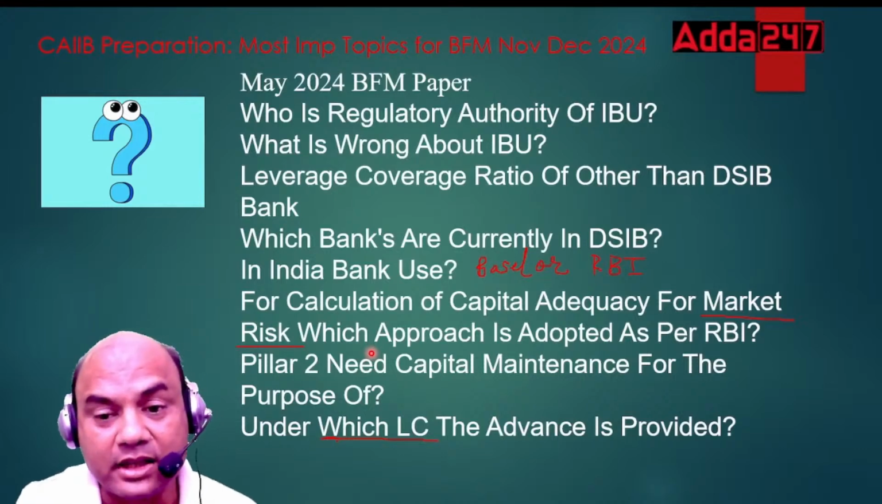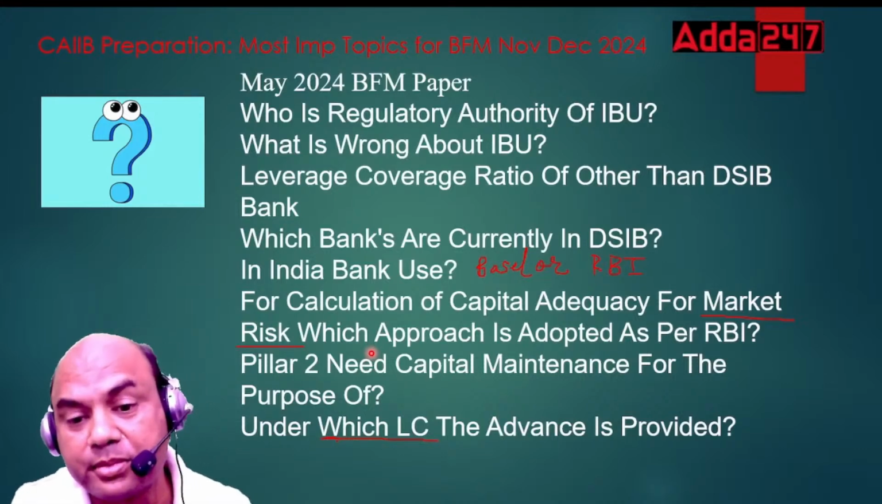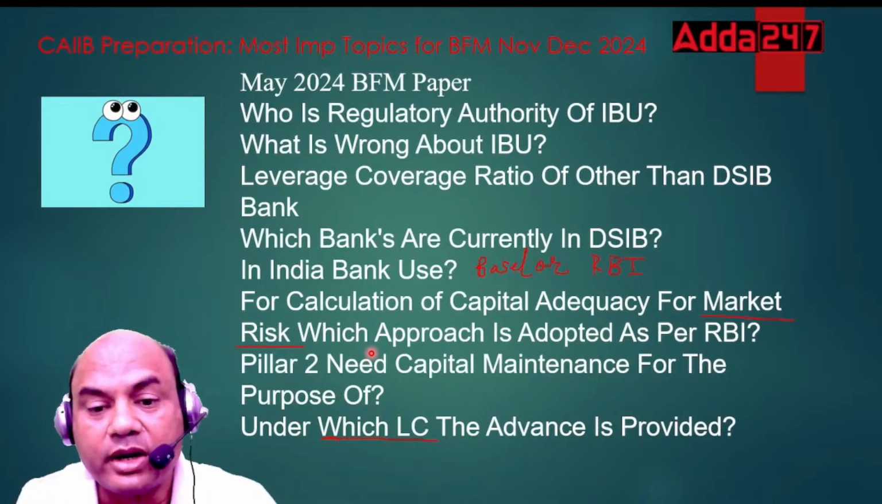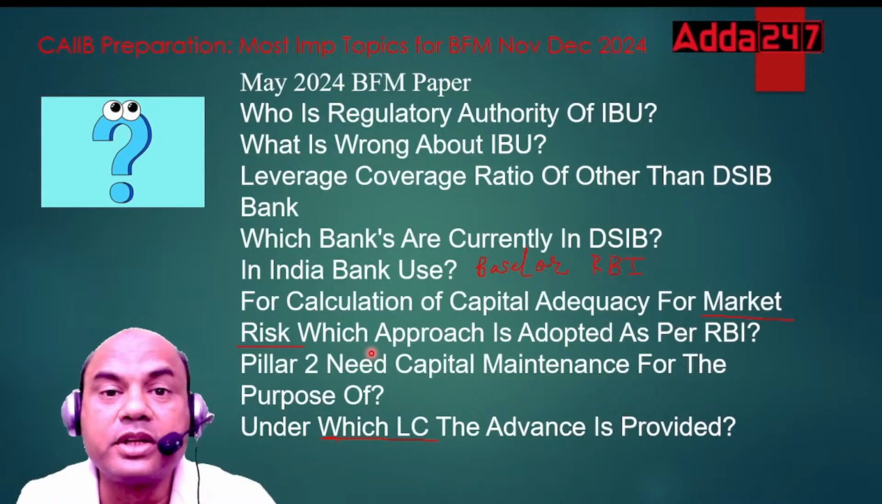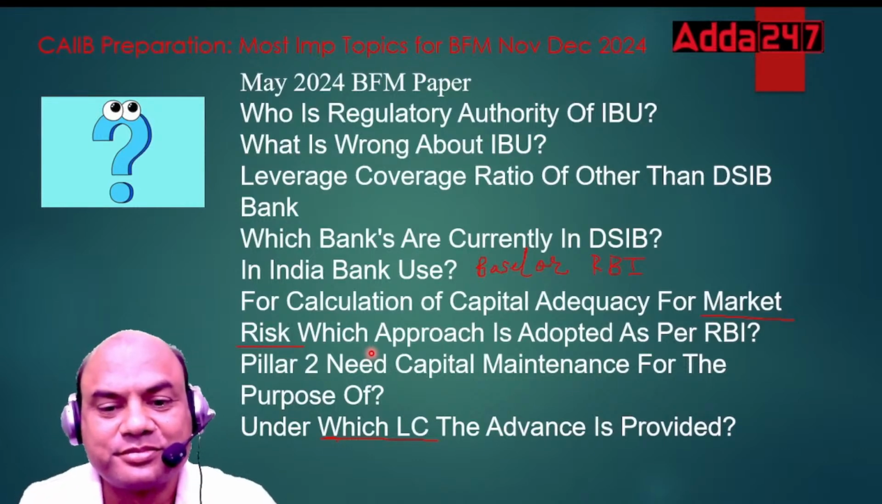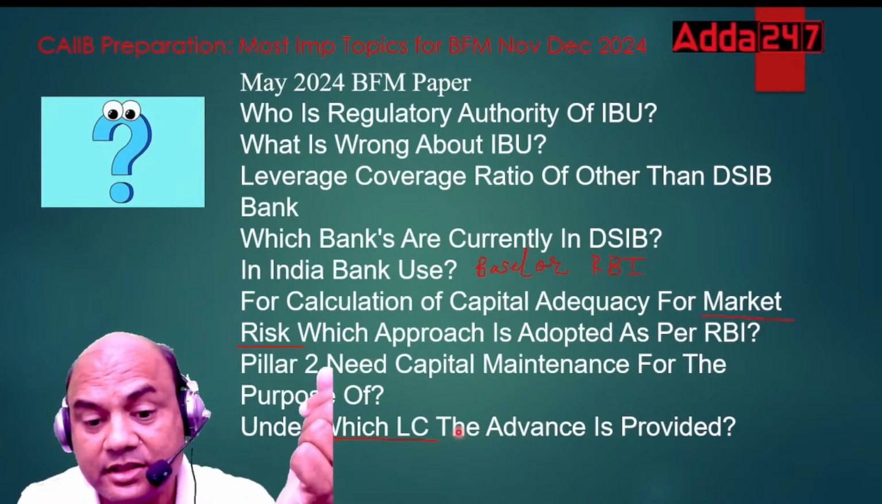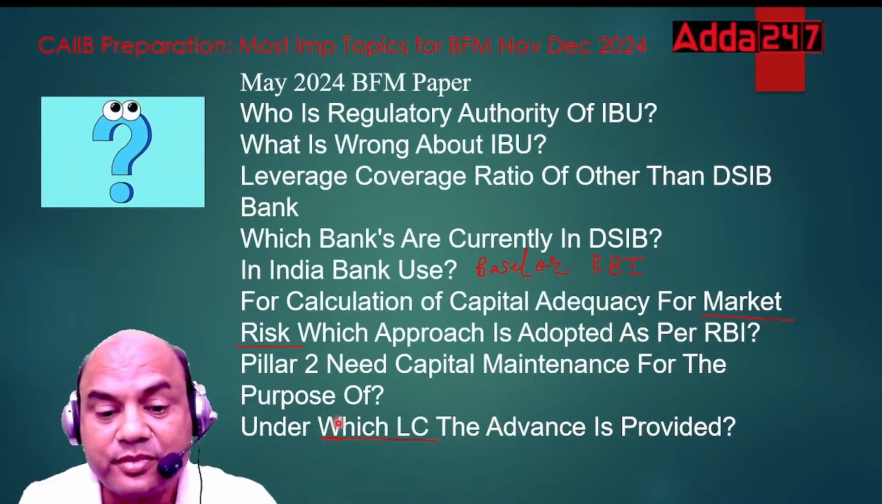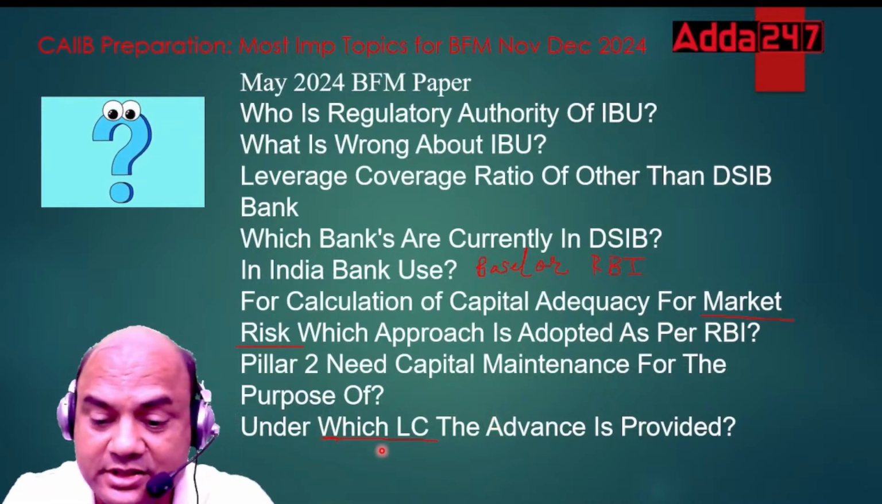So pillar 2 is SREP, maintenance for the purpose of. So basically, why do we have pillar 2 over there? Pillar 2 is keeping a watch on pillar 1. That is the point. Under which LC the advance is provided? It is provided under red clause LC. Okay, red clause. This question is asked.